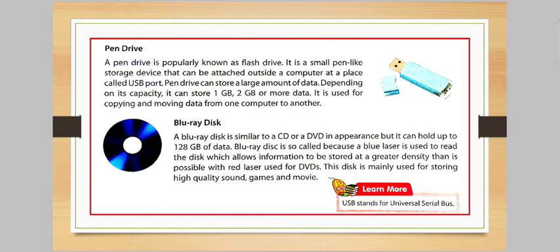Okay, next is the Blu-ray disc. A Blu-ray disc is similar to a CD or DVD in appearance, but it can hold up to 128 GB of data. A Blu-ray disc is so called because a blue laser is used to read the disc, which allows information to be stored at a greater density than is possible with the laser used for DVDs. The disc is mainly used for storing high quality sound, games and movies.